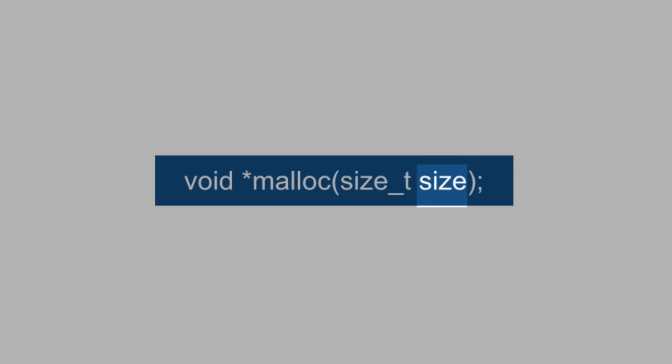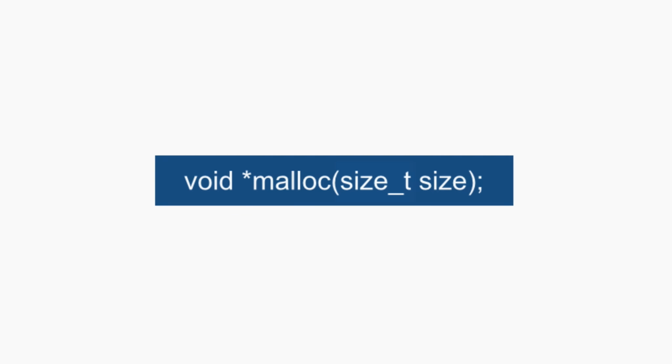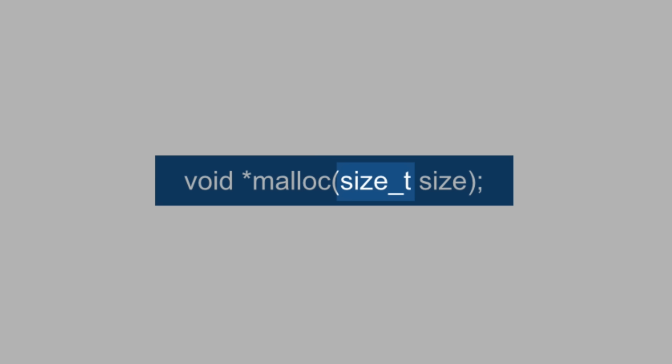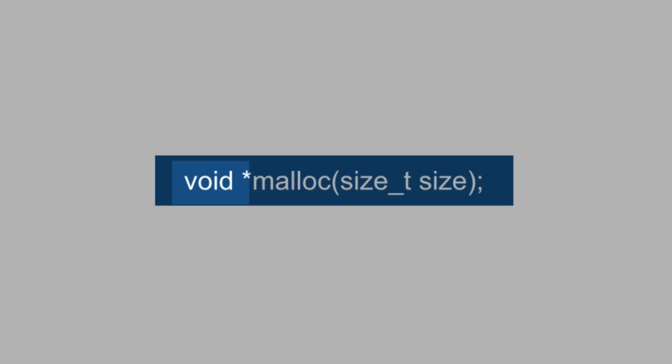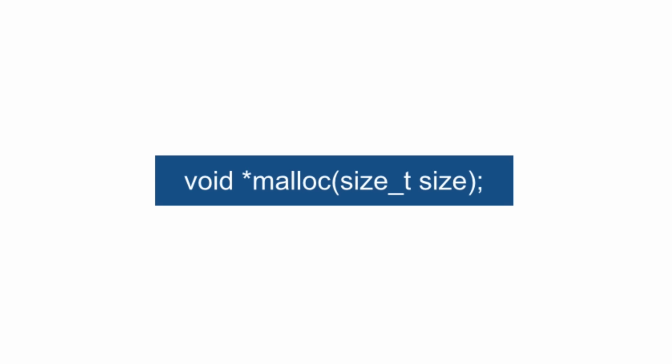The size parameter indicates how many bytes of memory should be allocated. Its type is size_t, which is a type defined by the standard library as the type returned by sizeof. In general, size_t is an unsigned int. The return type is void star. As you might suspect, this is a pointer. It holds the address of the memory allocated by malloc on the heap.